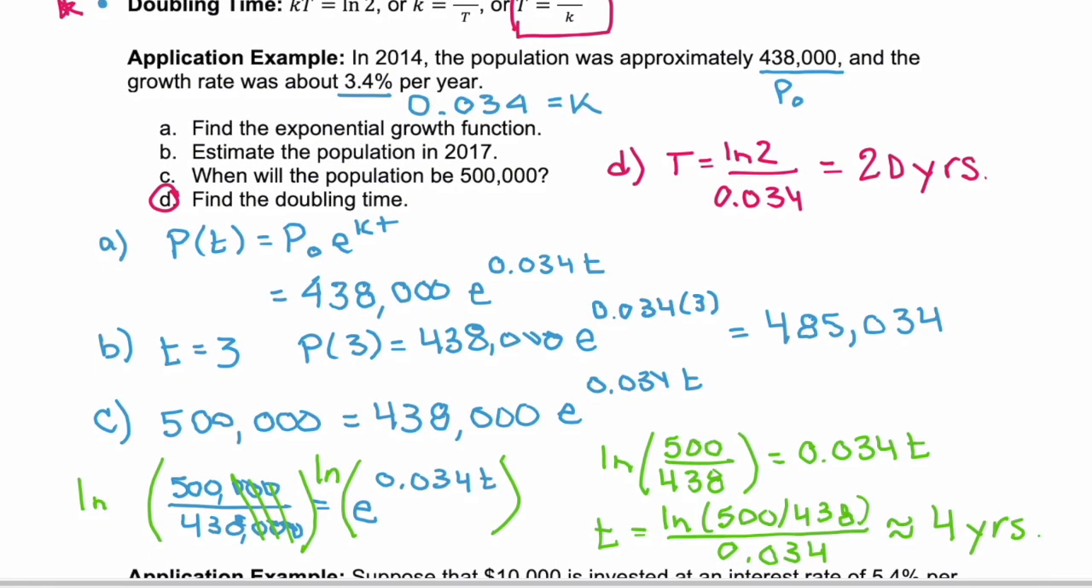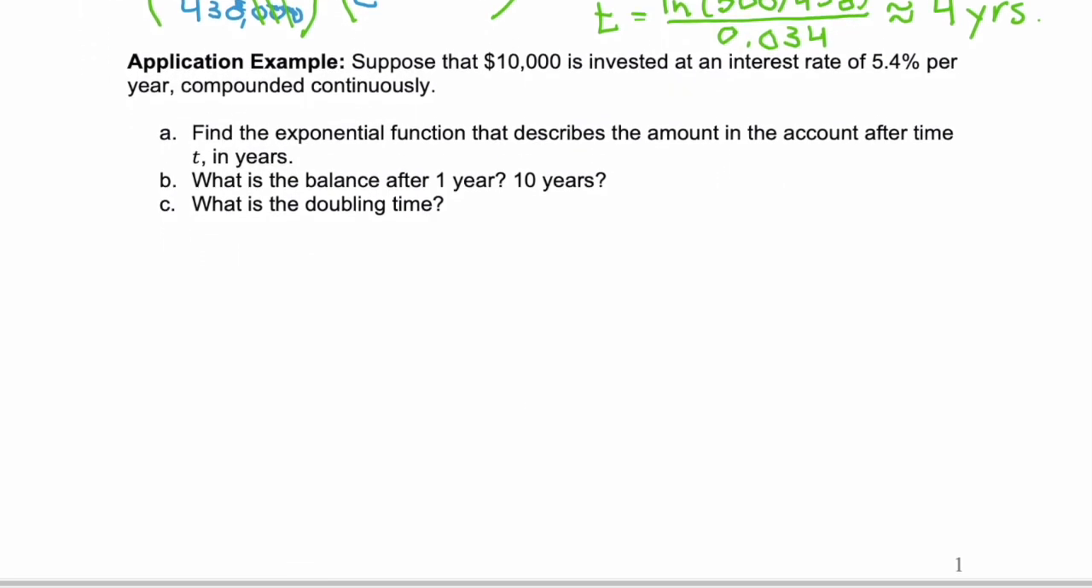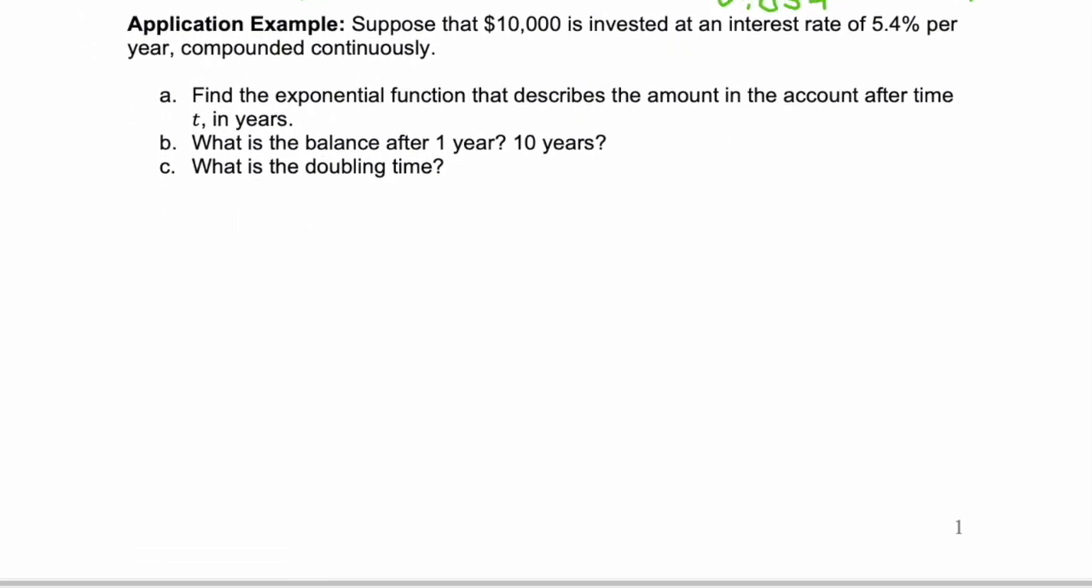Let's look at another example. And here we're going to look at an investment. Suppose that $10,000 is invested at an interest rate of 5.4% per year, compounded continuously. Compounded continuously is what tells us to use an exponential growth model. The 10,000 is P of 0, or the initial amount that we start with, and the interest rate is our k. And remember, that needs to be in decimal format.